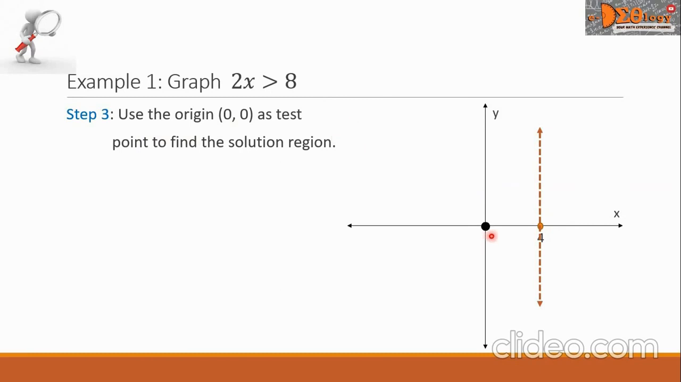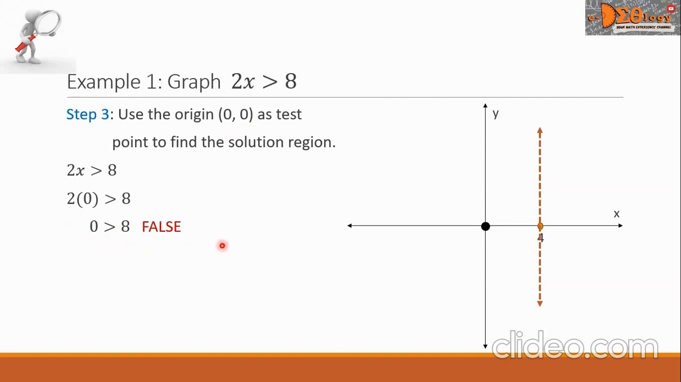And this is our origin. And this origin is part of the region on the left side of the line. So, 2x is greater than 8. Let us substitute the coordinates of the origin. The value of x is 0. So we have 2 times 0 is greater than 8. And 2 times 0 is 0. Greater than 8 gives a false statement.